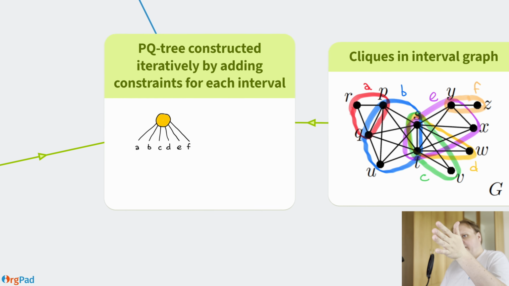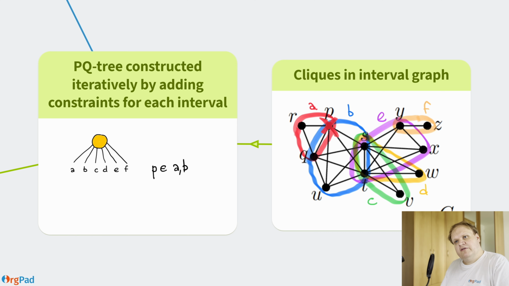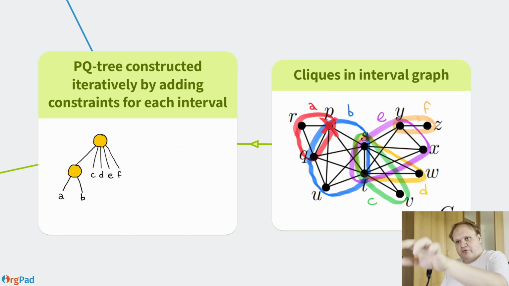So let's consider our example. So we have a graph with 6 maximal cliques A, B, C, D, E and F. Initially we don't have any constraints, so all 6 factorial possible orderings are possible. Now let's add vertices one by one. So we start with vertex P. P is contained in maximal cliques A and B. So they have to appear consecutively together. So we have to move them out of this P node into a new P node which basically puts them together.